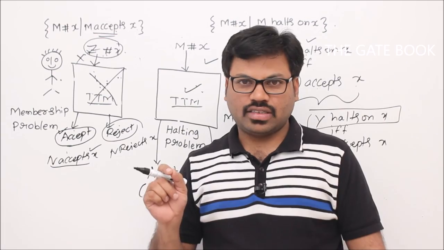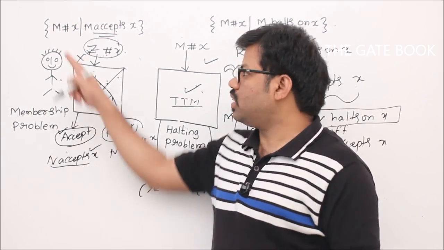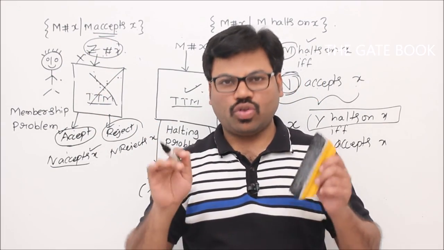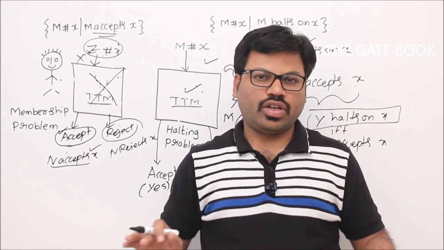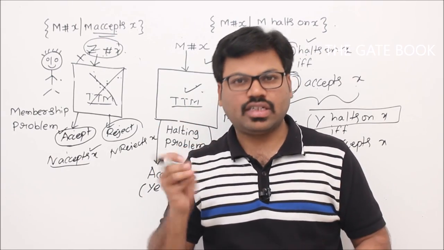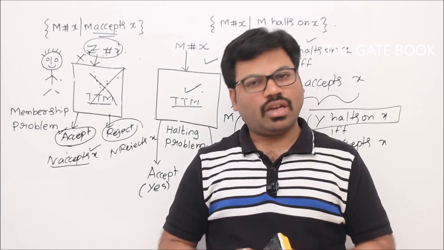Remember these two problems. One is whether M halts on x. Second one, M accepts x. The membership problem and the halting problem are two languages. For them there is no total Turing machine. That's why the two problems are undecidable. If you remember it, then further we can proceed. Okay.